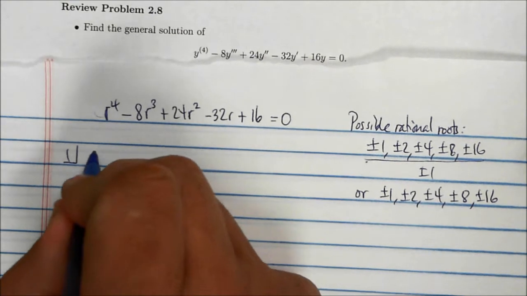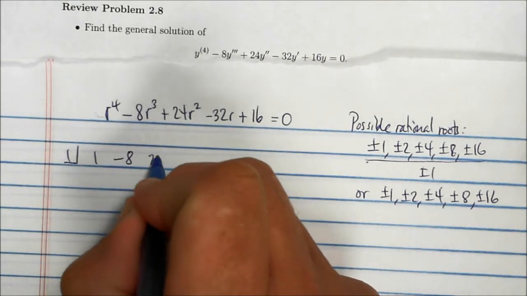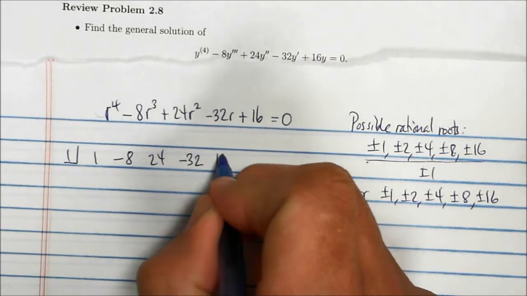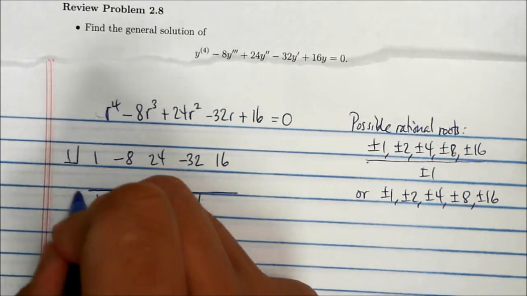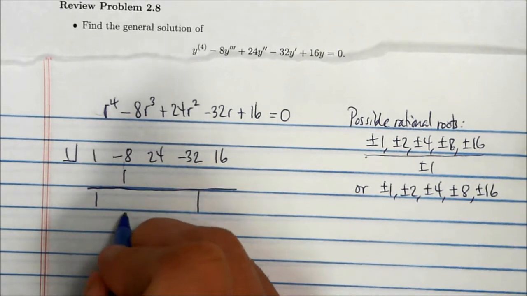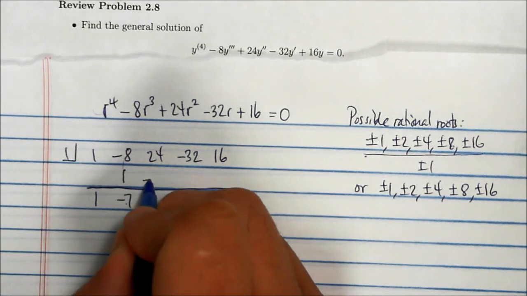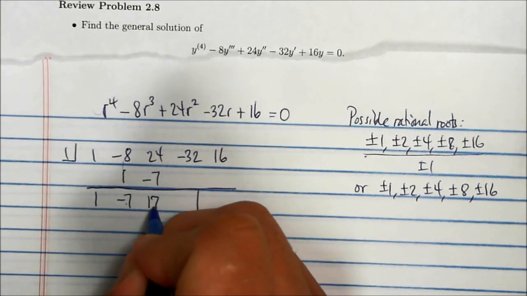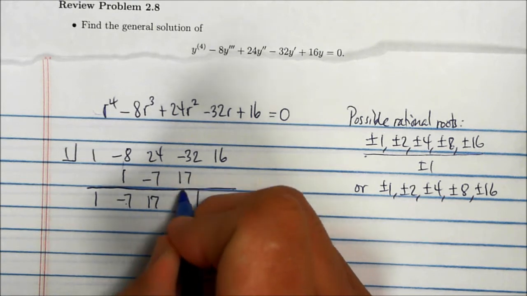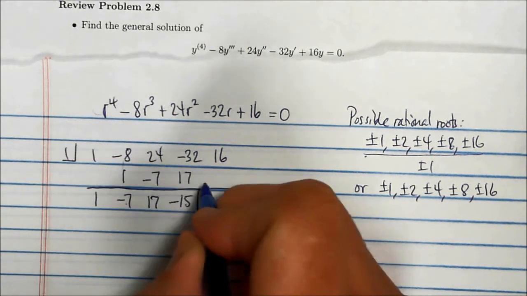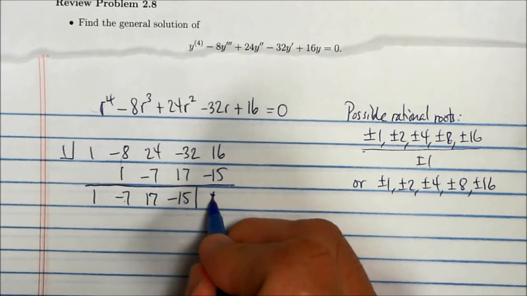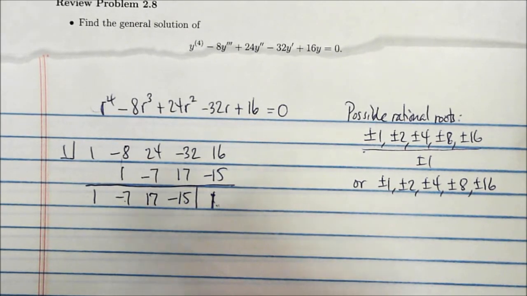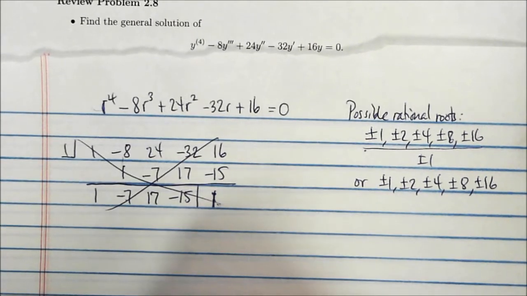So try out 1. 1, negative 8, 24, negative 32, 16. And let's see what happens. So 1 times 1 is 1. Add, I get negative 7. Multiply, negative 7. Add, 17. Multiply, 17. Add, negative 15. Multiply, negative 15, and it does not work. If it worked, I would have gotten 0 here. All right, so that doesn't work.